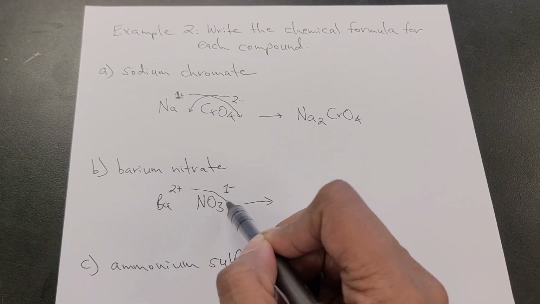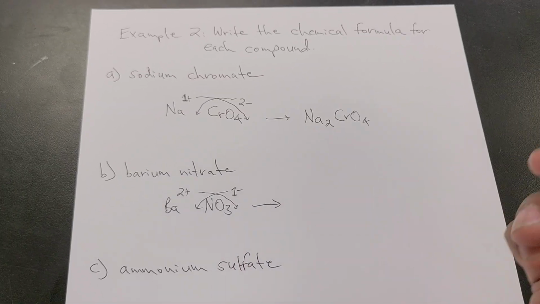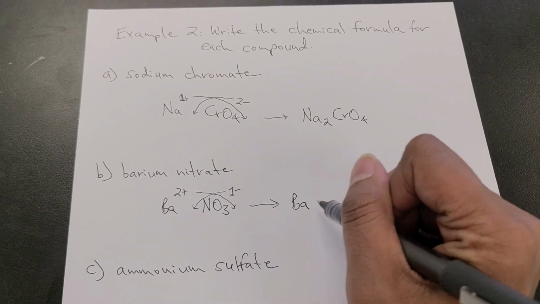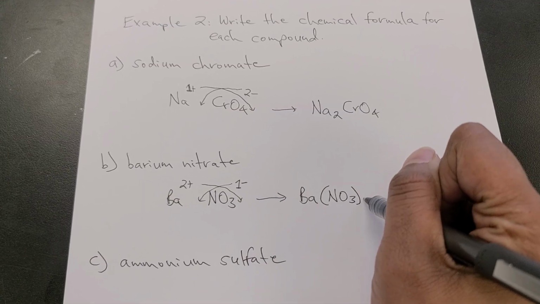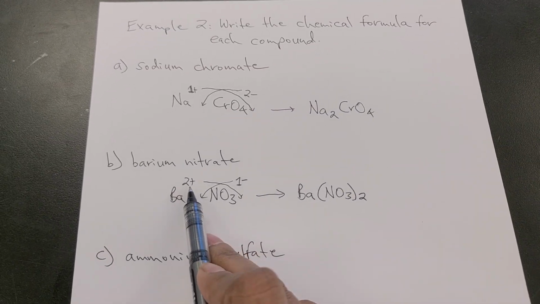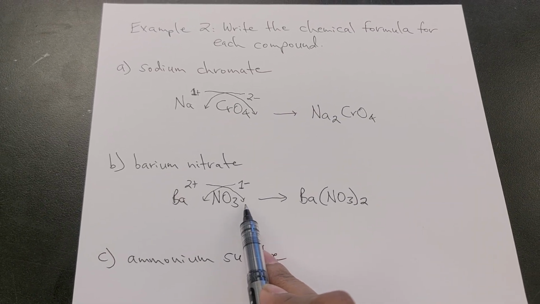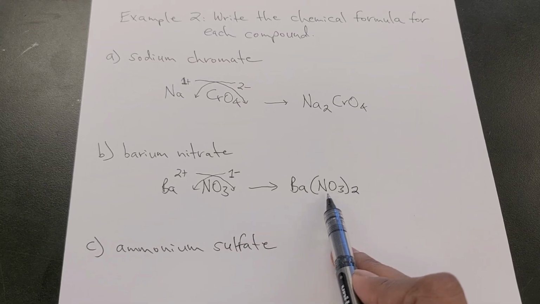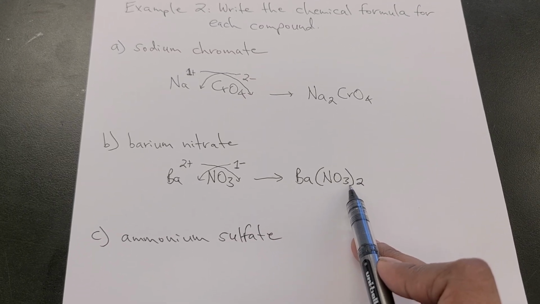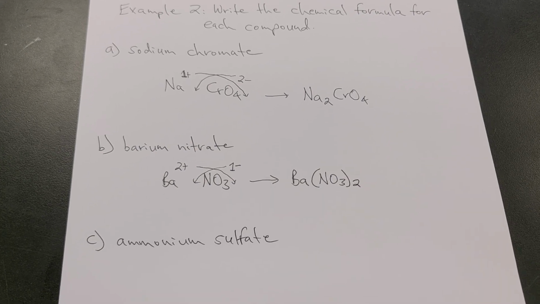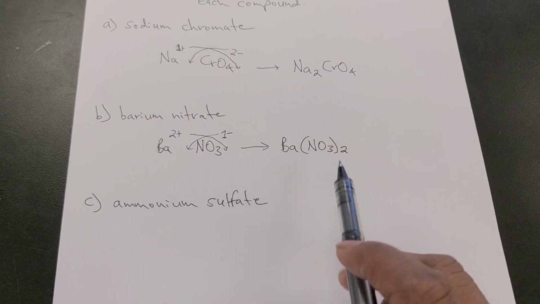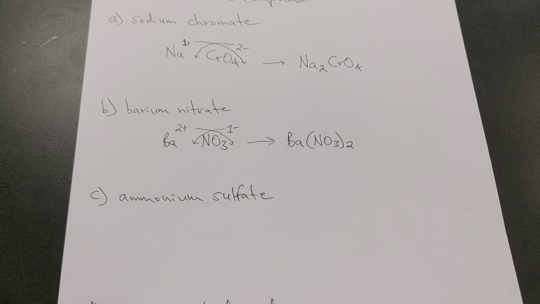Okay, I'm going to cross it to the opposite side. And this becomes Ba bracket NO3 and 2. So notice when I'm bringing this 2 to the opposite side, you have to put brackets for the nitrate, like the anion. It's basically like 2 molecules of NO3. And this is the actual formula.